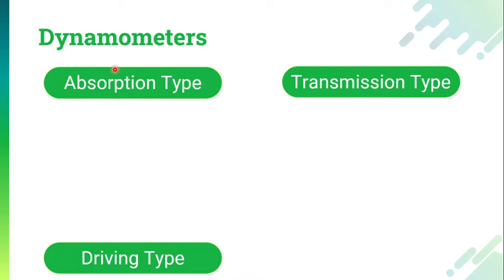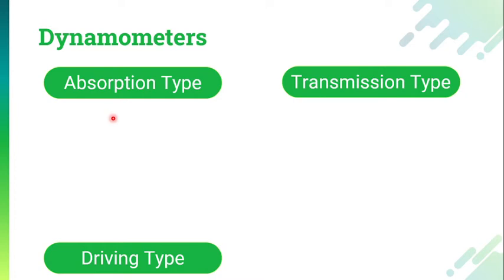The absorption type dynamometers are basically used whenever the energy is being absorbed and transformed into heat. So in the absorption type dynamometer, whatever the shaft rotation or shaft power is transmitted to the dynamometer will be dissipated in terms of heat. So basically it is going to get wasted.